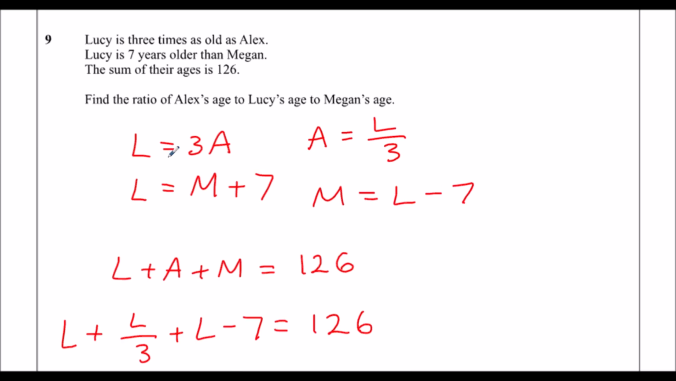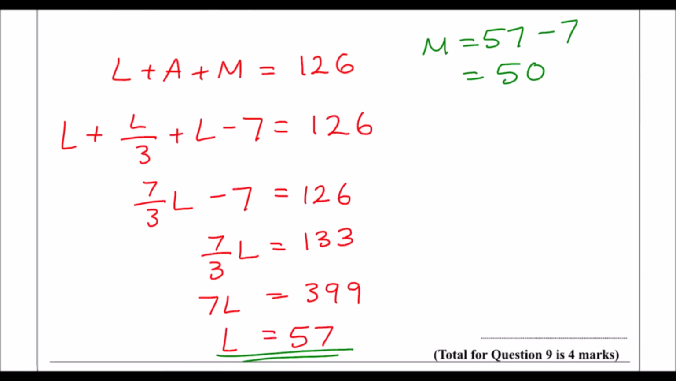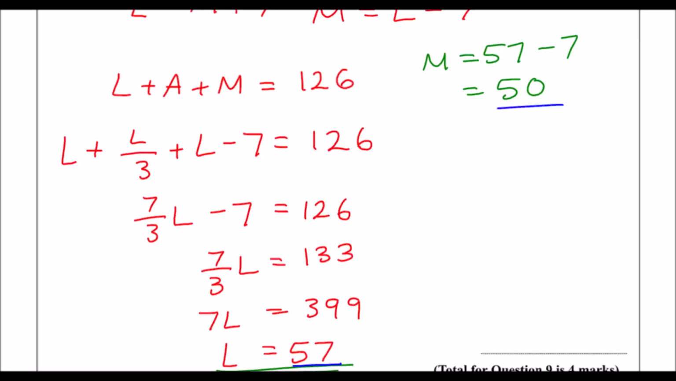So now I can work out Alex's age. So that's Lucy divided by 3. 57 over 3, which is 19. And Megan's age, which is 57, take away 7, which is 50. So we want the ratio of Alex to Lucy to Megan. So Alex is 19 to 57 to 50. So 19 to 57 to 50. Alex, Lucy, Megan.